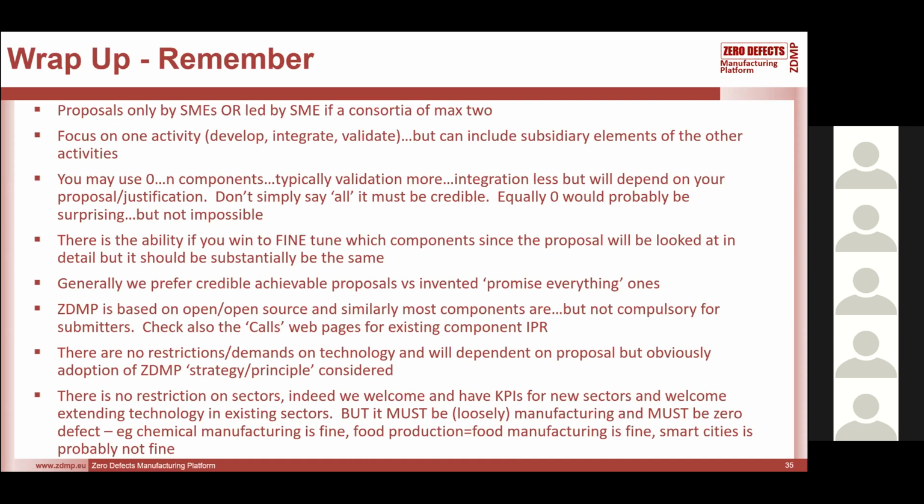So all that says we want credible, achievable proposals. What we don't want is invented, promise-everything-at-once proposals. In other words, I would say we want less but more constrained, and we want it to be more exploitable and have more impact. Essentially, it should be as near working as possible. A lot of our stuff is based on open source, but it's not compulsory. Okay, so do bear that in mind.